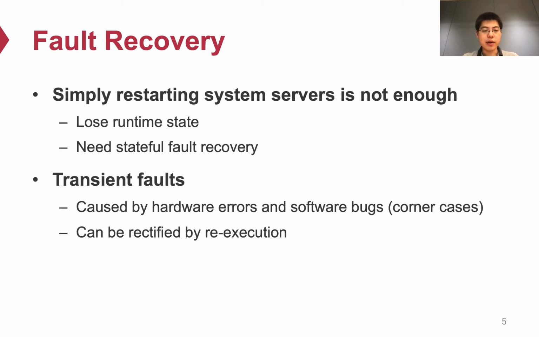The system server can encounter various kinds of faults. In our fault model, we aim at the transient faults, which occupy a substantial proportion in real-world software. This kind of faults is randomly generated by hardware errors, such as a bit flip in a register, or software bugs. For example, a concurrent execution sequence can generate a specific bug. These kinds of faults can be rectified by just re-execution.